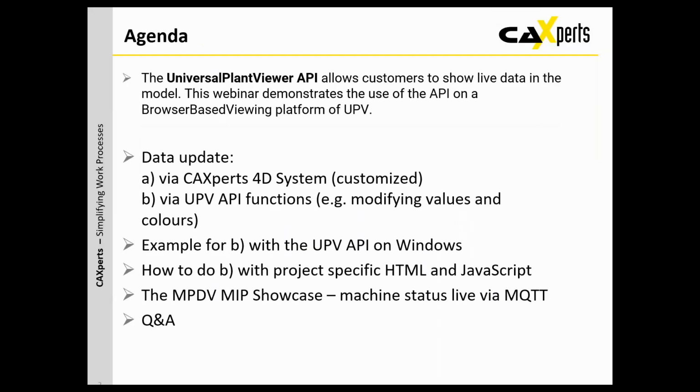So the webinar is about getting live data into the Universal Plant Viewer system. We have two approaches to this. You can either use the CI Experts 4D system in the customized version to create animation files. That's the method we recommend for the cases where the people on site have no internet connection. In this case, they can get these UPVF files from a central server. They are up to date as soon as they load them onto their mobile devices.